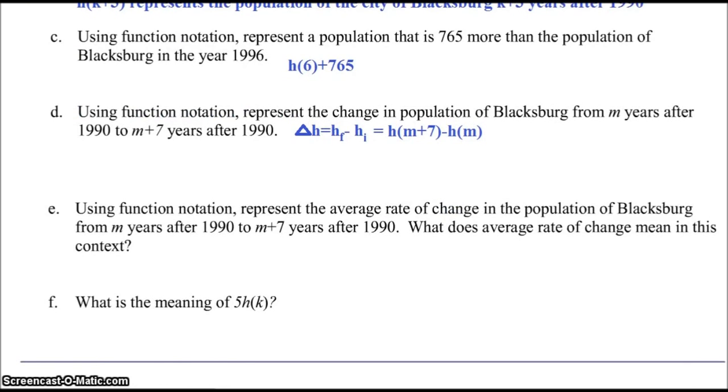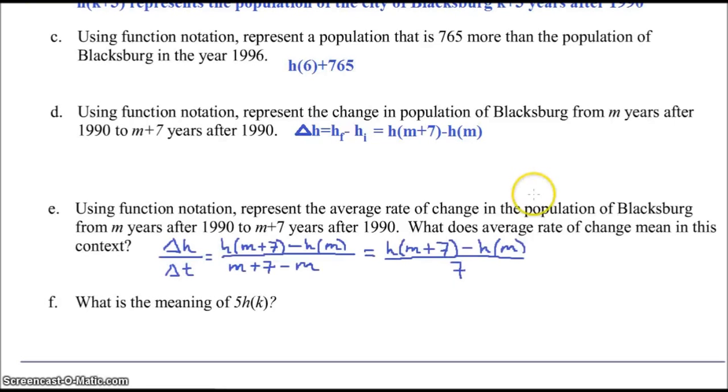Next, for part E, we need to represent the average rate of change in the population of Blacksburg from m years after 1990 to m plus 7 years after 1990, just like in the previous problem. But now we want the average rate of change. And remember that the average rate of change is the constant rate of change needed to, in this context, have the same change in population in the same amount of time. So to find the average rate of change, we simply calculate the ratio, the change in population over the change in time.